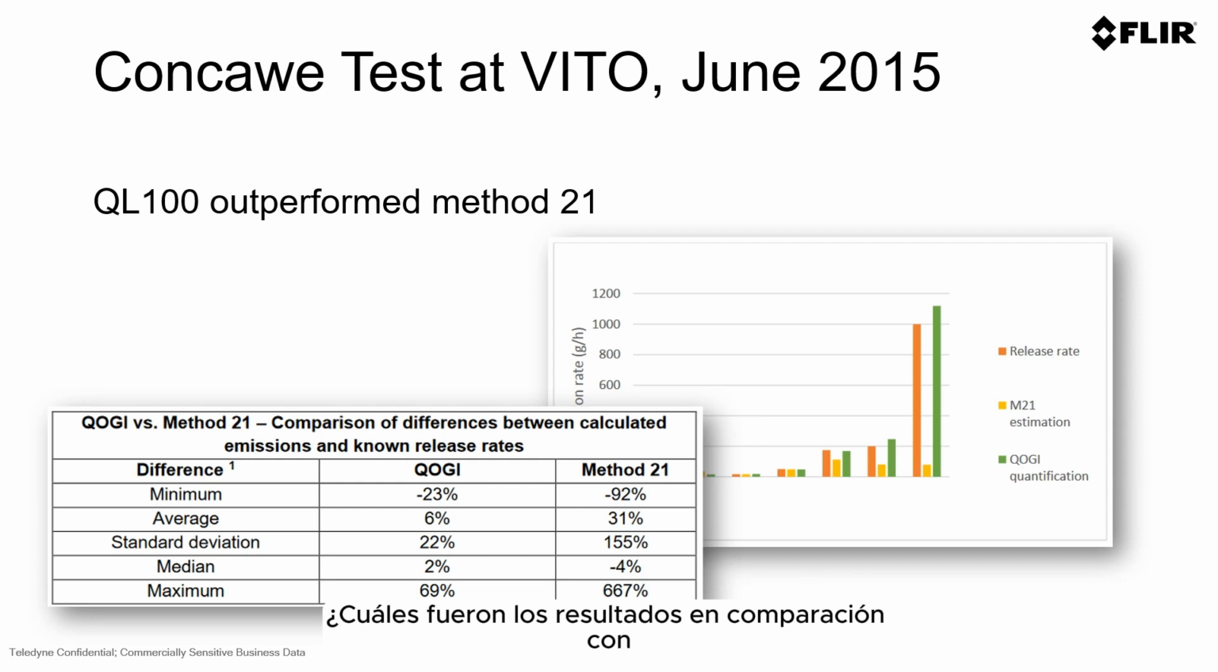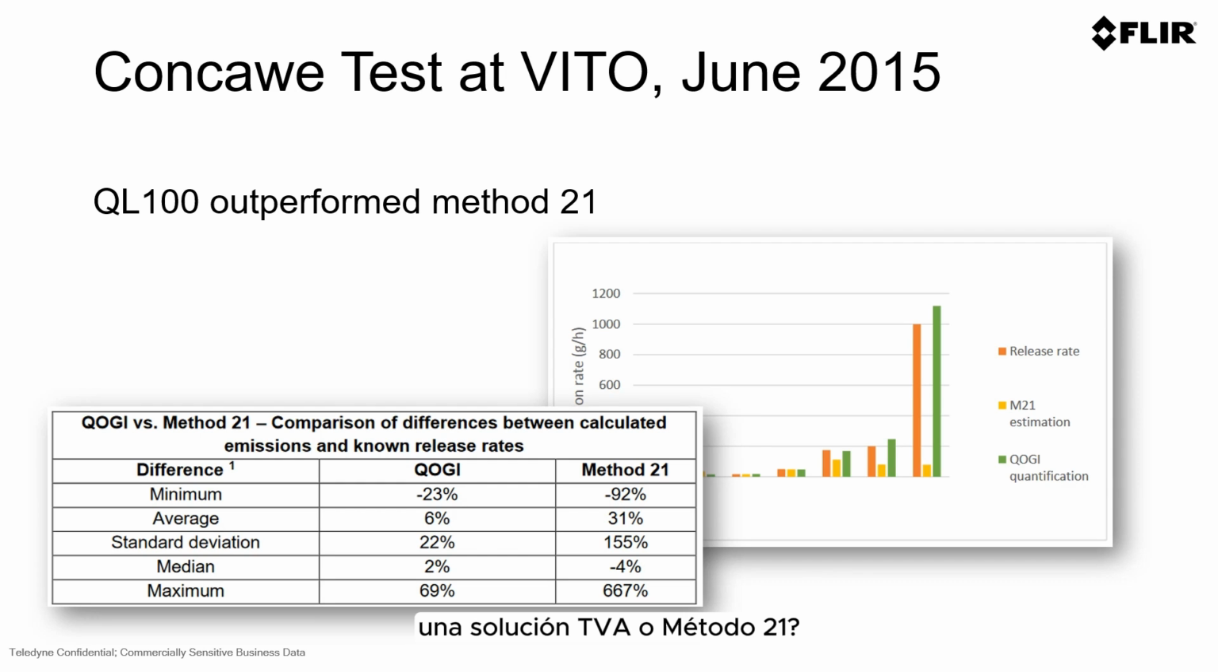What were the results? Compared to a TVA or a Method 21 solution, the average difference between the calculated emission and the known release for a QOGI solution was 6%. The average difference for Method 21 was 31%. As you can see, the QOGI solution performed more than 5 times better than Method 21 in this testing environment.